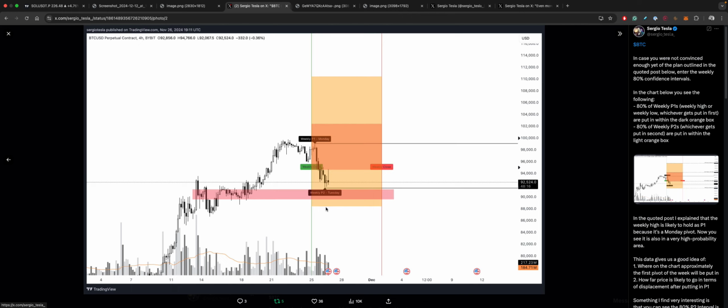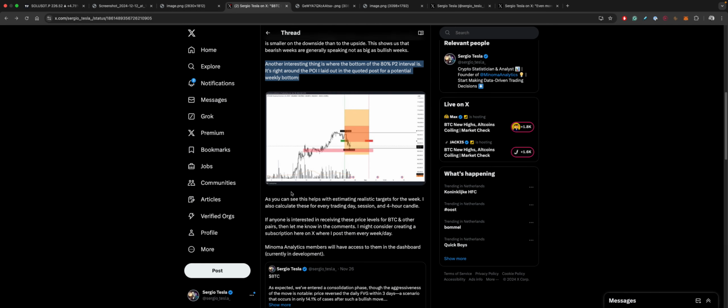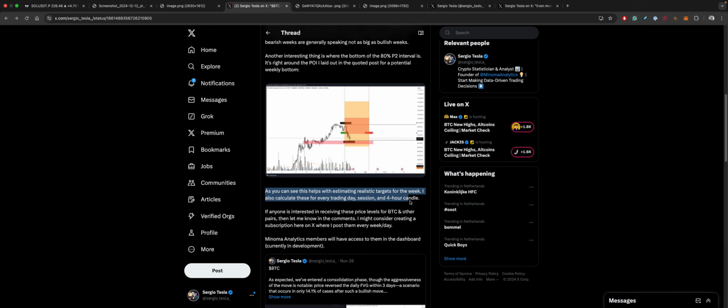And even more so, we're in a bullish environment, so it doesn't make that much sense to go lower. It makes even less sense to go lower. So this was the thing I was looking at. And as you can see here, this helps with estimating realistic targets for the week. But so this was my target for the week.